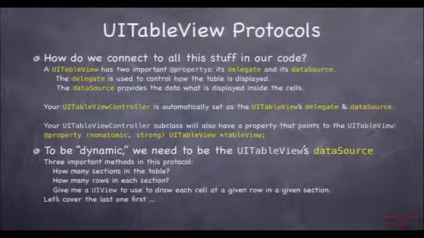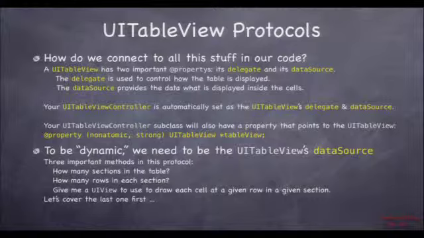Well, there's three really important methods that we have to implement. One says how many sections are in this table, which often is one, but sometimes more than one. Two is how many rows are in each section, so it's going to ask you repeatedly for each section. And then third is, give me the UI table view cell to draw each row. Those are the three methods, okay? And we have to implement those. There's a bunch of other methods, but those are the three absolute musts.